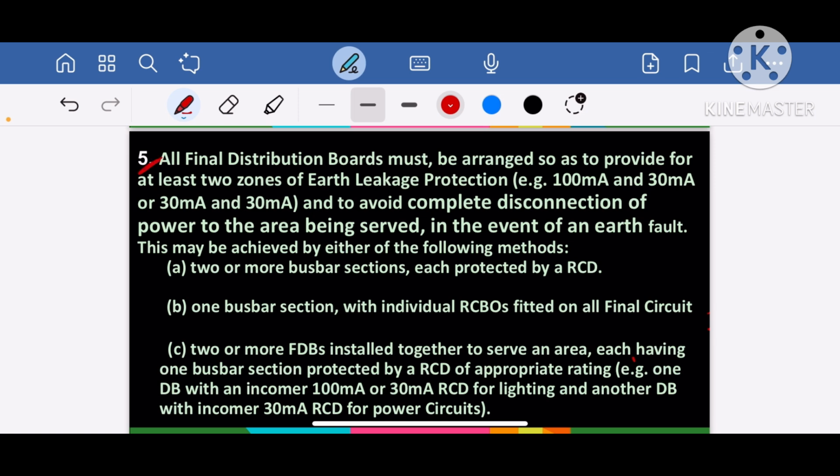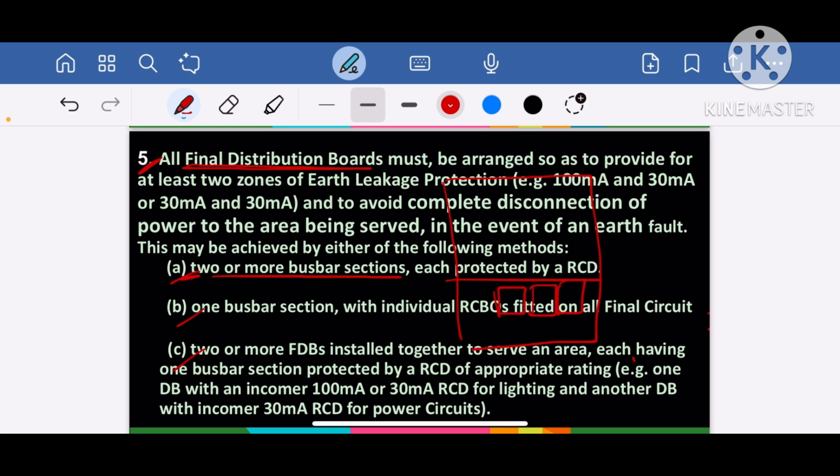This is a very important point. There are three cases: case number 1 (A), case number 2 (B), case number 3 (C). In case number 1, it says two or more bus bar sections, each protected by an RCD. What does it mean? Suppose I have one final distribution board. This time I am talking about the final distribution board only. There will be one isolator and two RCDs.